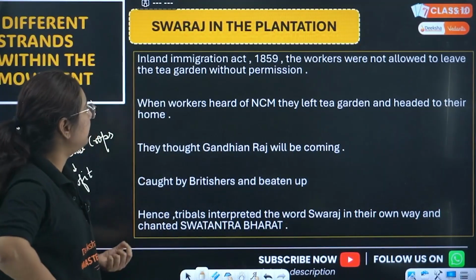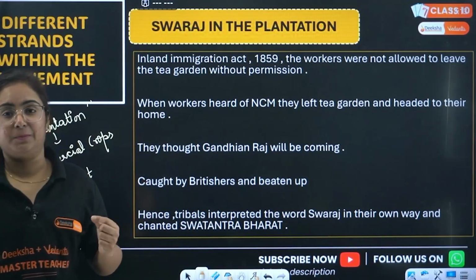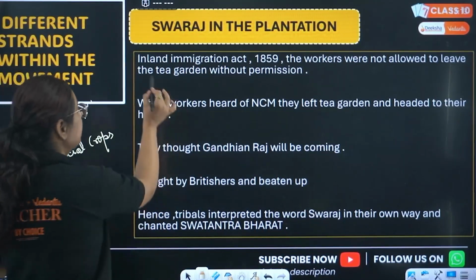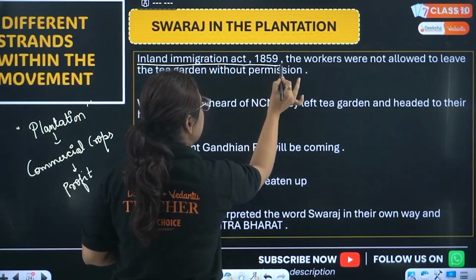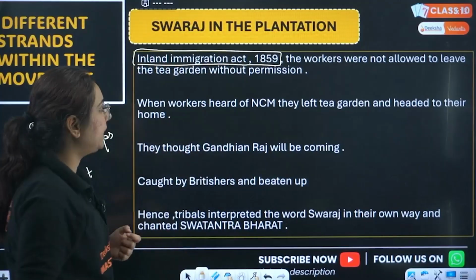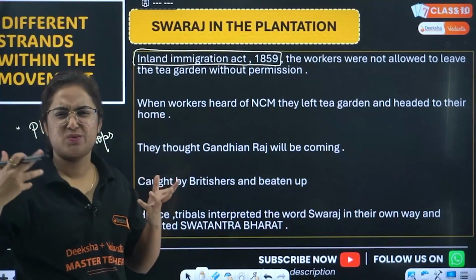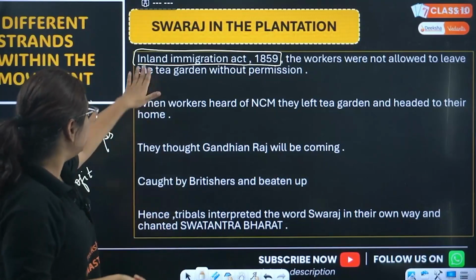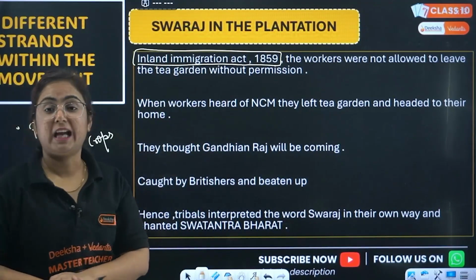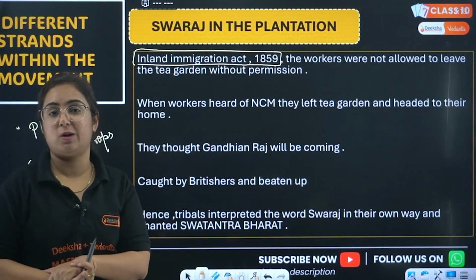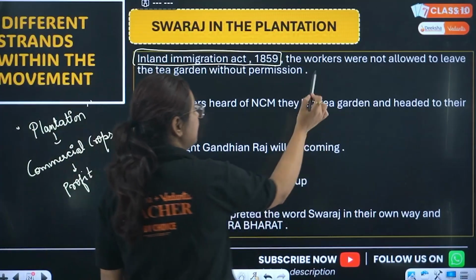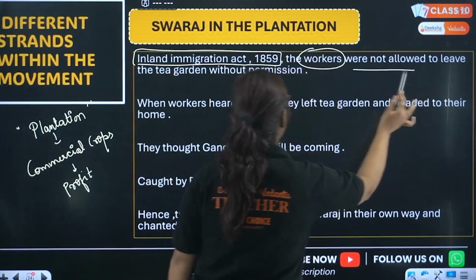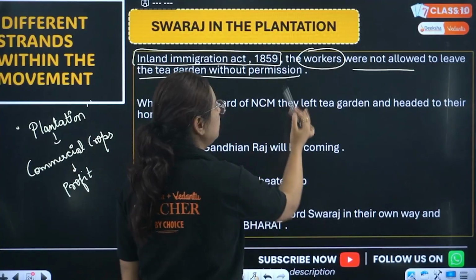Now what happened? When they started this plantation system, they passed an act, the Inland Immigration Act of 1859. Now, what is this about? It was harsh. Under the Inland Immigration Act 1859, the workers, the peasants who were asked to work, were not allowed to leave the tea garden without permission.